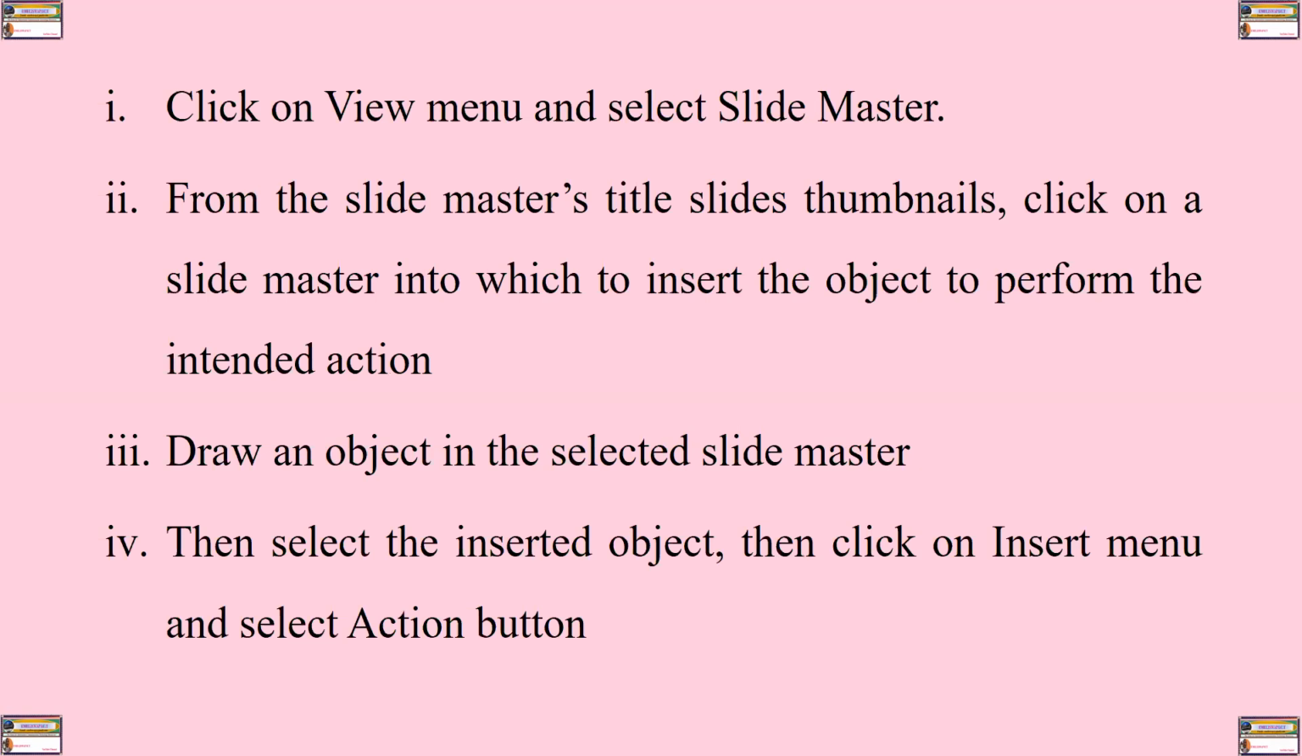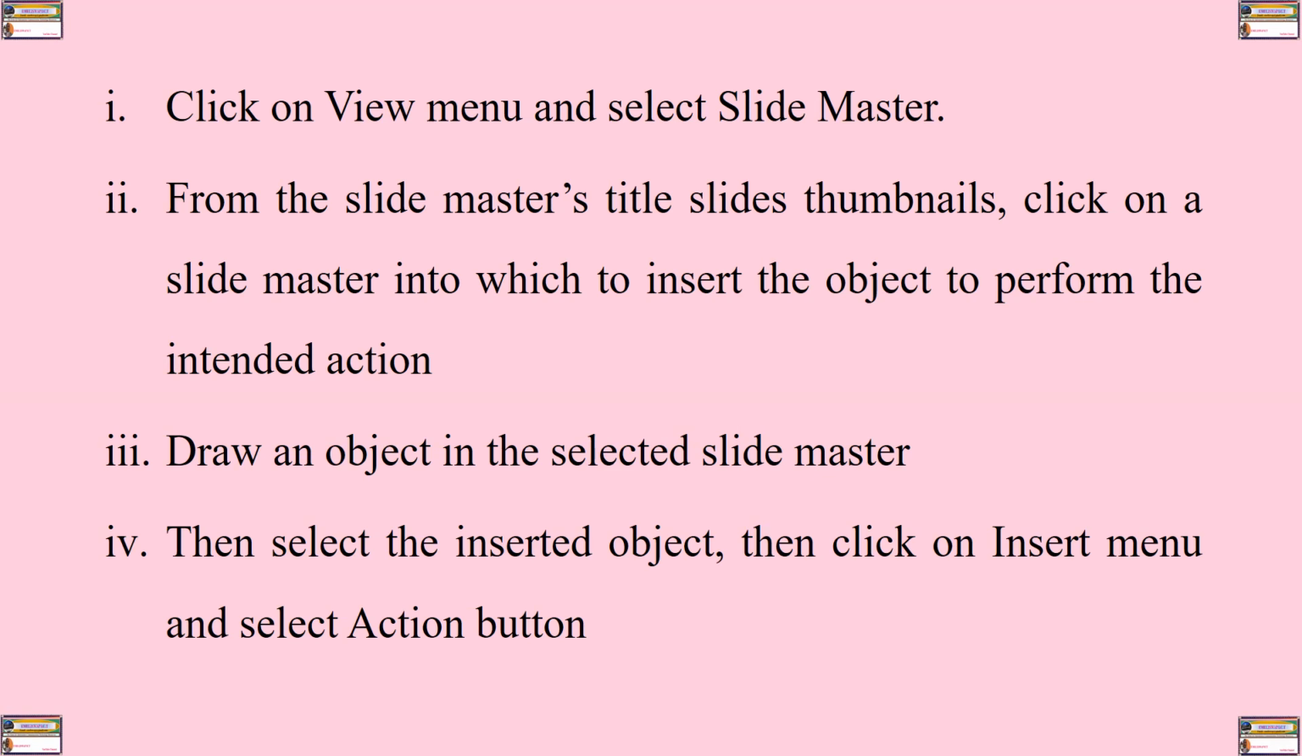So how do you do that? You click on the View menu and select Slide Master. From the Slide Master's title slide thumbnails, click on a Slide Master into which to insert the object to perform the intended action.